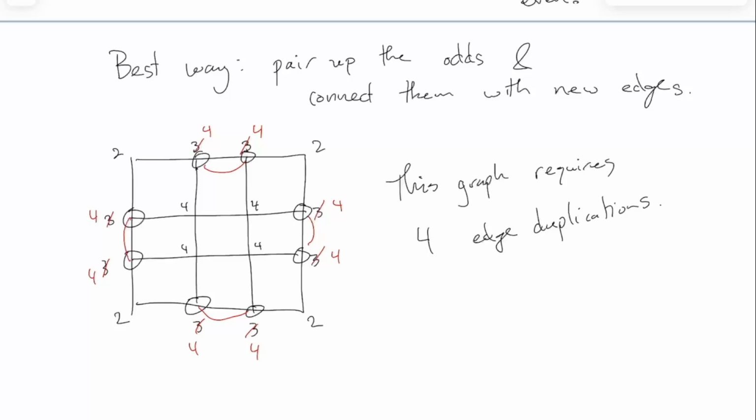All right. So if you want to do a circuit in this graph that covers every edge, you're going to have to repeat 4 of them. And which ones are you going to repeat? These 4, right? These 4 edges right here.